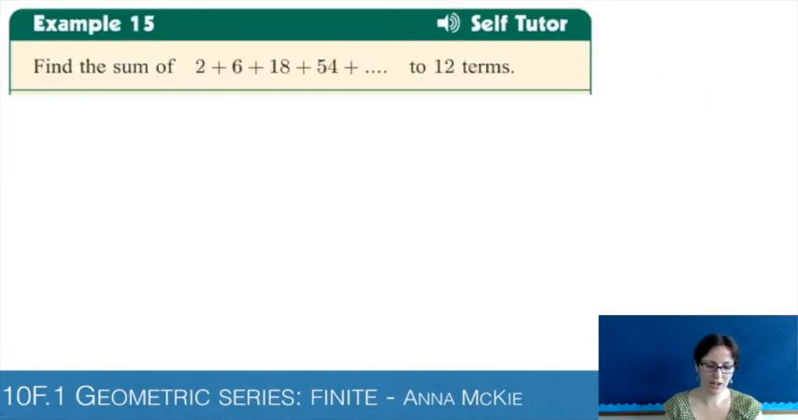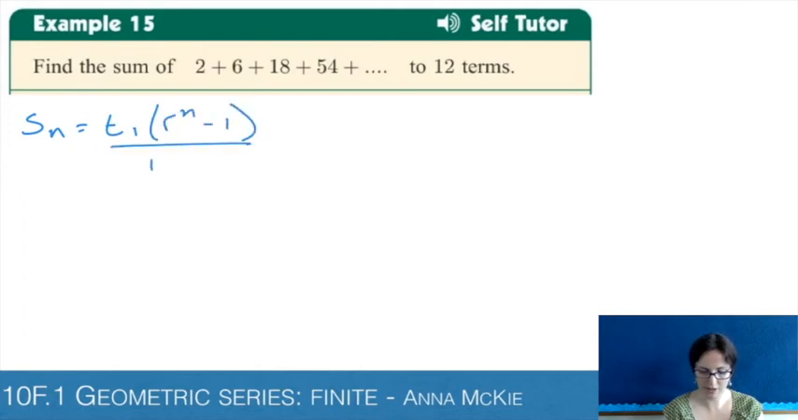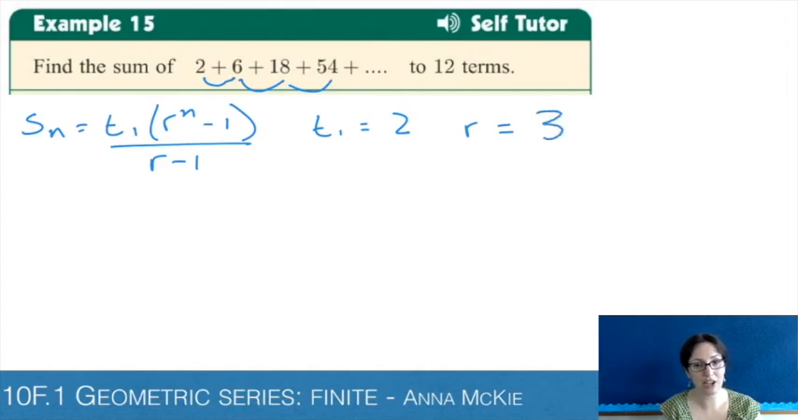Two examples. Find the sum of 2, 6, 18, 54, and so on up to 12 terms. So we're going to use our Sn formula. This will all be written out neatly shortly, but I'm just showing you my thinking. So what terms do we need? We need the first term, and for that we have 2. We're going to need an r, so that is the ratio between them. So what's the ratio to go from 2 to 6, and then from 6 to 18, 18 to 54? We're multiplying by 3 each time.